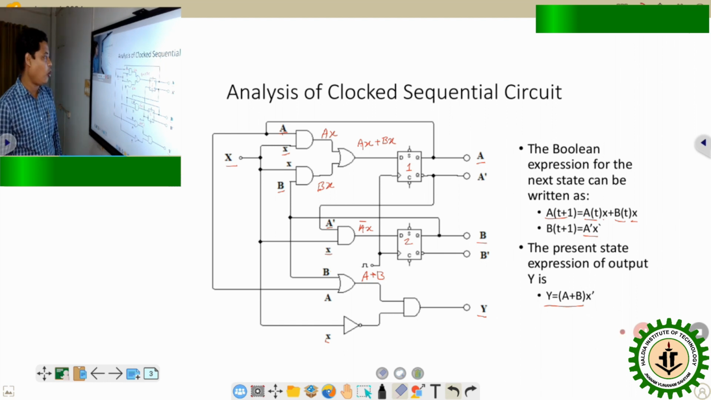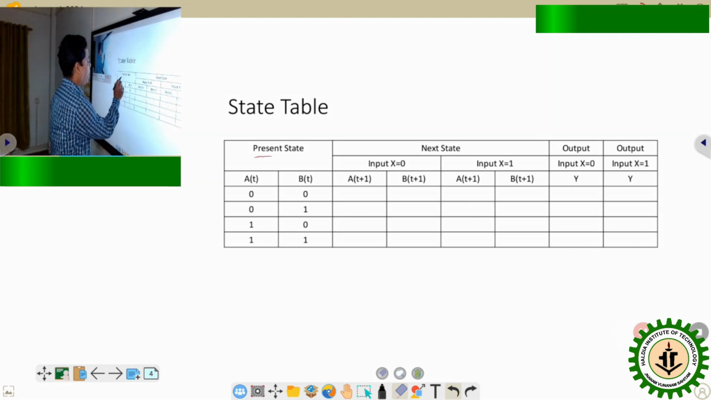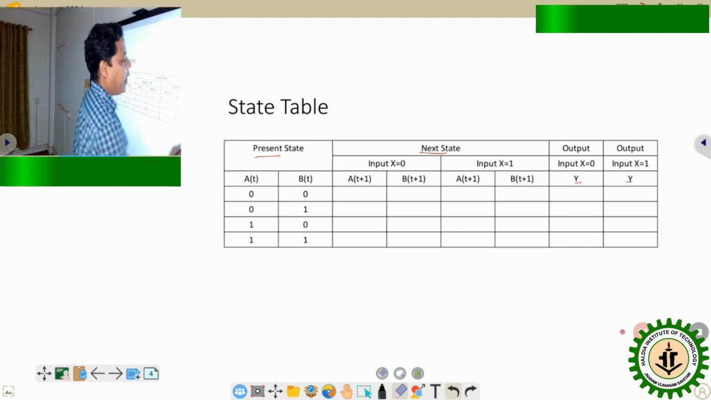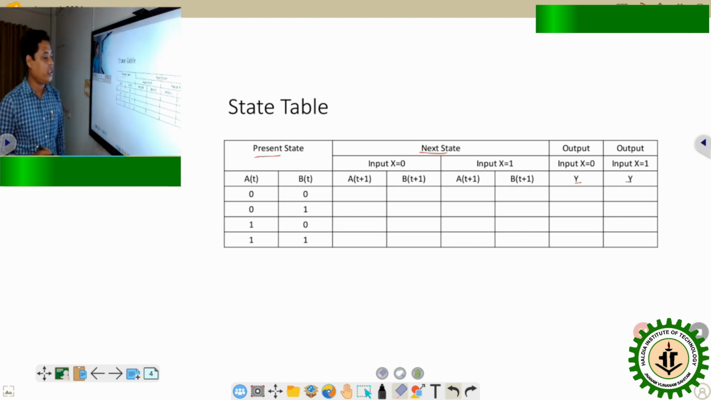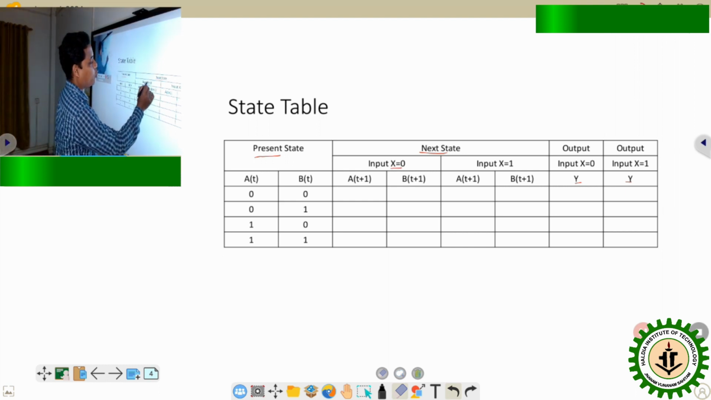After observing the state of the D flip-flop and the output Y, next let us find out the state table of this given circuit. To draw the state table, we have to write it in the form of present state, next state, as well as output in the form of Y. As the input is X, the circuit output depends not only on the A and B present state but also on X as well. So two columns are prepared: one for X equals 0 and another for X equals 1.